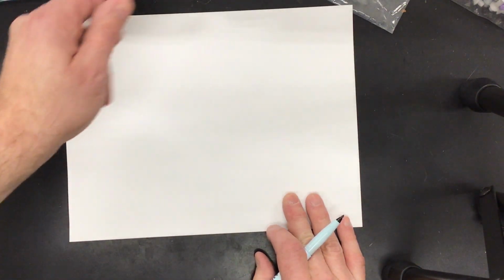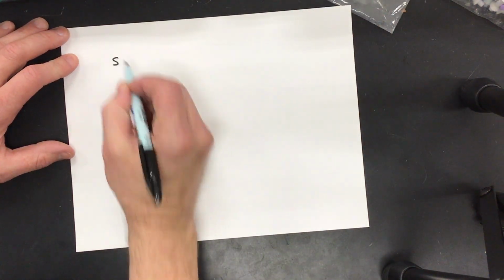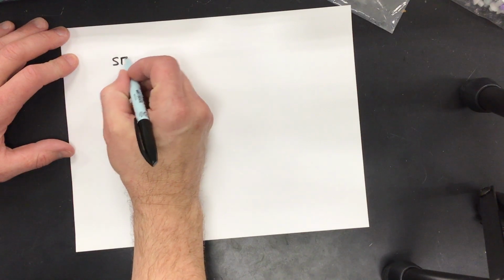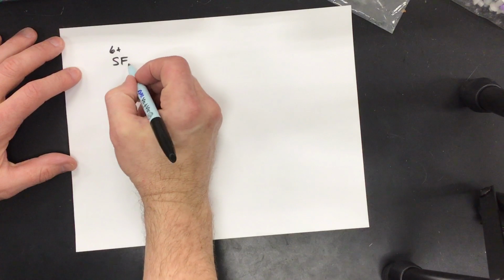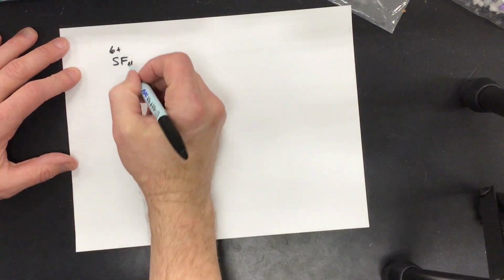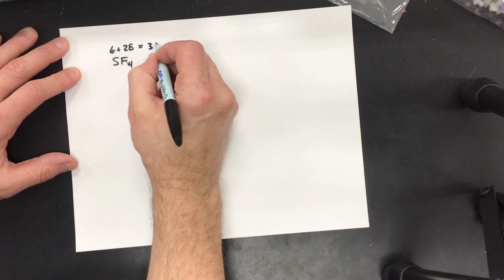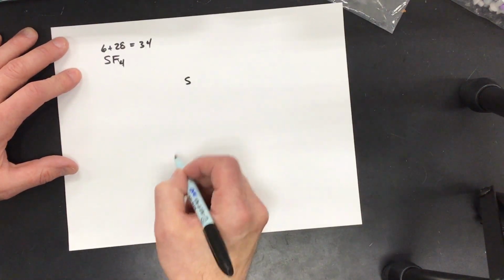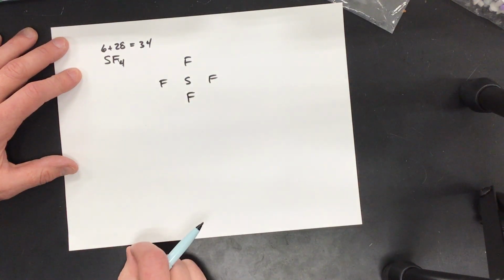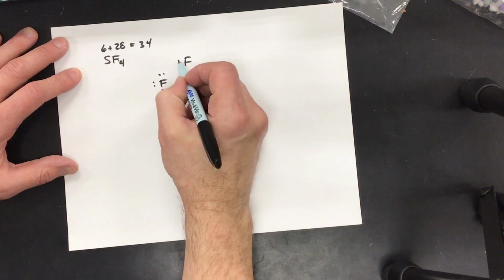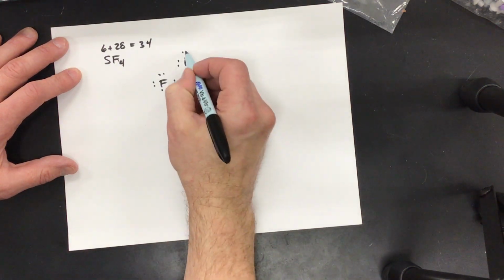How about another one? Let's say that we were going to do sulfur, and we're going to do SF4. See if we can do that. So fluorine is 7 times 4, 28, plus 6, so that's going to be 34. We put our S in the middle, 4 fluorines, 1, 2, 3, 4. So that's going to be, whoops, bonds first. My mistake. Good catch if you caught it.